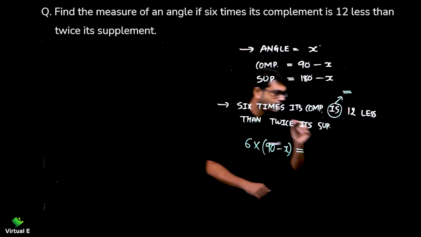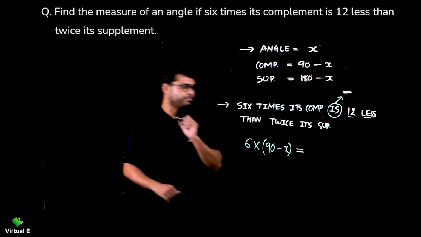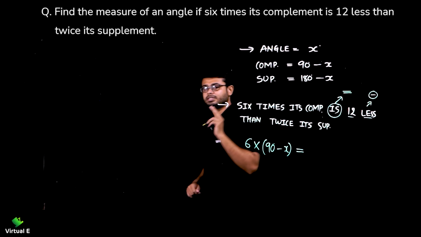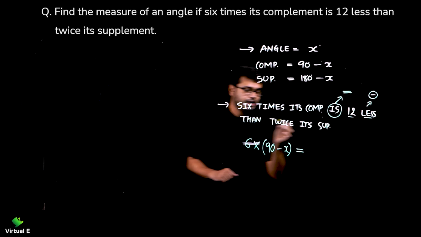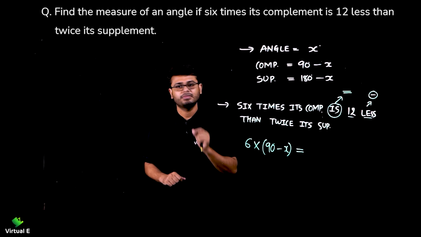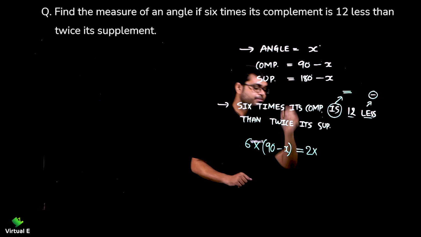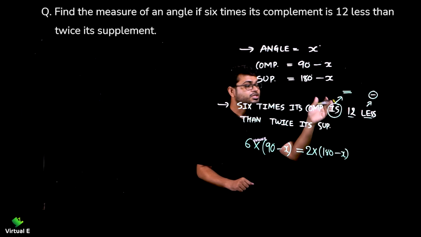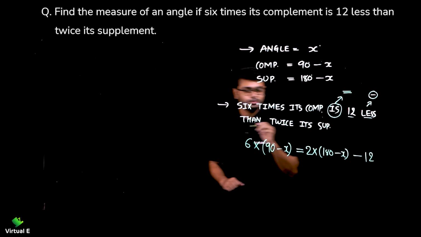That will be easy. Now, 12 less. 12 less means what? We are going to subtract. If we are going to subtract, we need two quantities, then only we can subtract. So the two quantities are the number 12 and twice its supplement. Twice means multiply by 2. So 2 multiplied by the supplement. The supplement is 180 degree minus x, and we need to subtract 12. So minus 12 we need to do.